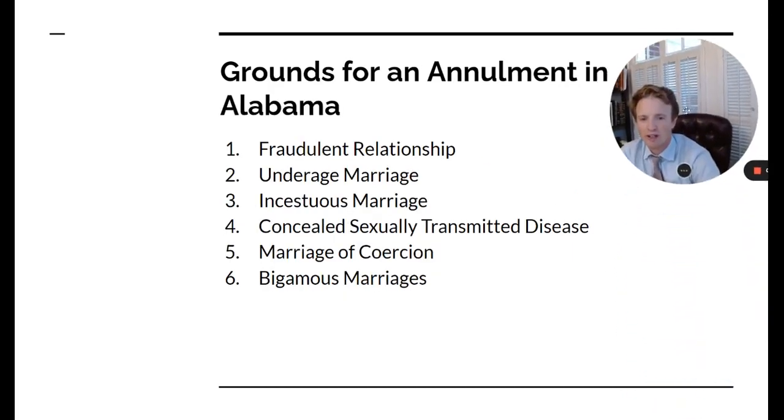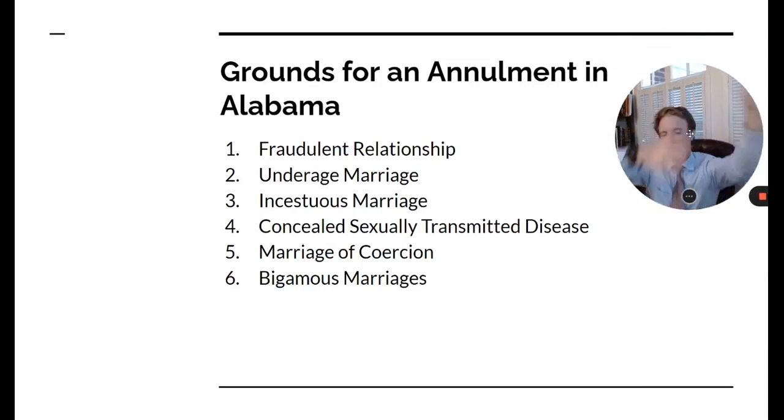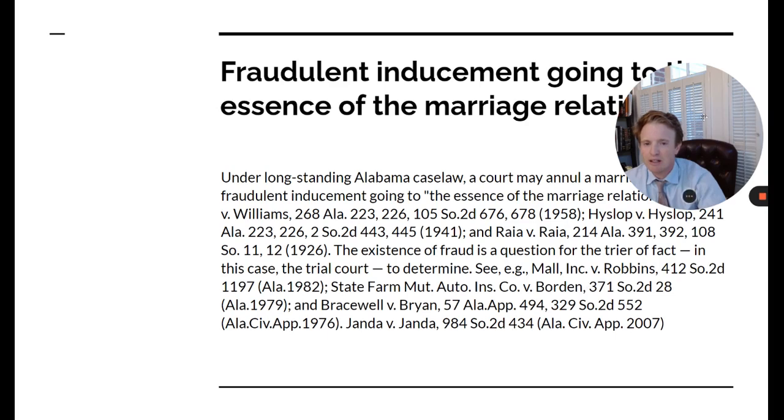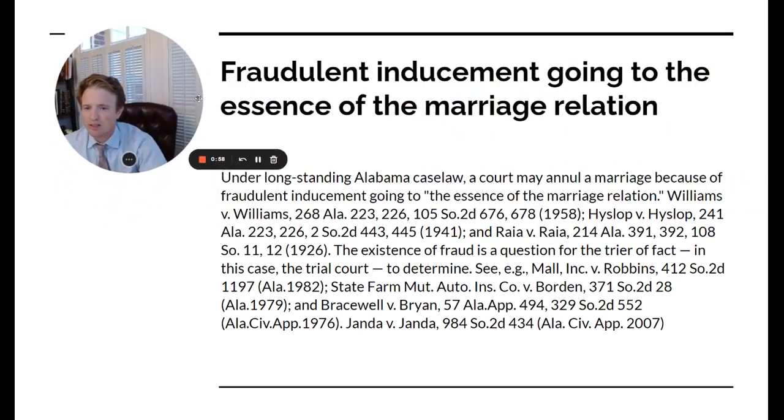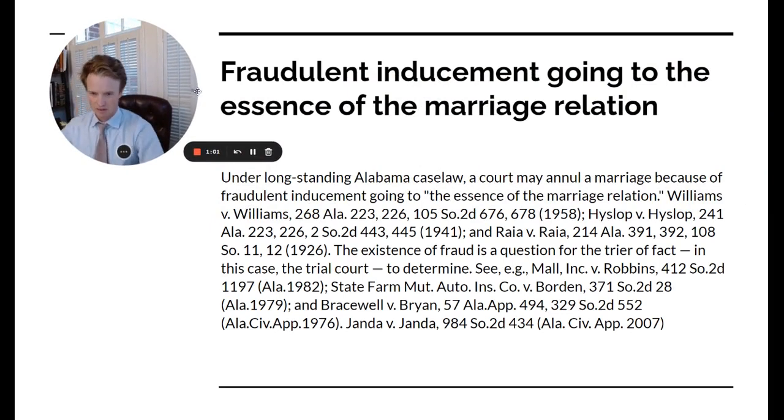So what are the grounds for an annulment? Let's say you file an annulment. What do you have to prove in order to get an annulment? You've got fraudulent inducement, underage marriage, incestuous marriage, concealed sexually transmitted disease, marriage by coercion, and bigamous marriage. The first, and the one that I use most commonly, is fraudulent inducement going to the essence of the marriage relation. And here's the case law that goes into that.